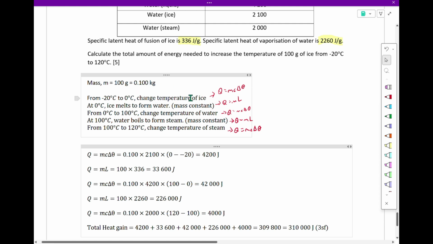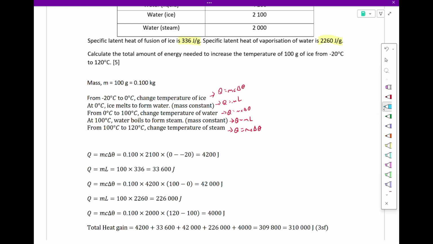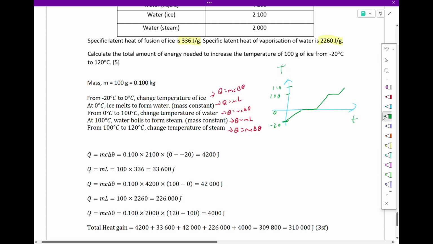every one. Each step, each stage is all individual. They don't affect one another. So if you ever need to draw your temperature-time graph, okay, we start from a negative, right? So you start from minus 20, you go here, you have it here, you go here, go here, go here. So 120, 100, you have 0, you have minus 20. Basically each and every one of these correspond to each step accordingly. This is temperature, and this is time. Okay, so this is how you actually go and calculate it.